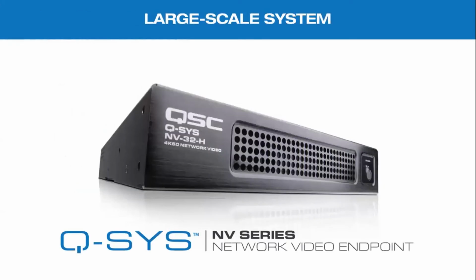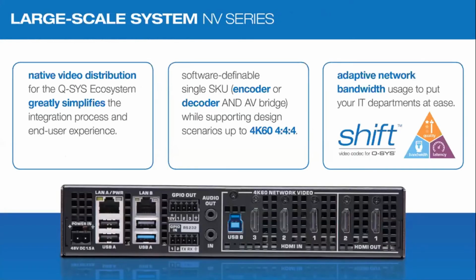So the next piece of equipment that's particularly relevant for a large-scale system is our NV series, which is our new network video endpoint. So native video distribution really simplifies things, because again, we're able to bring control and audio alongside the video into a single pane of glass. So we have a single SKU. So unlike our competitors that have separate encoders and decoders, we only have one box that can be defined as either an encoder or a decoder.